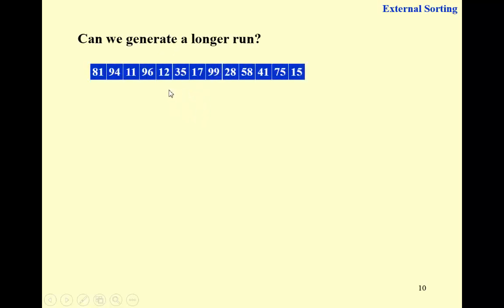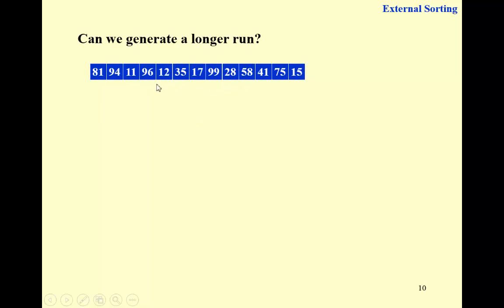So besides using k-way merge, another way to reduce the number of passes is if we can generate a longer run. If a run gets longer, we may generate fewer runs, right? And therefore need fewer mergings. Now let's look at this example.